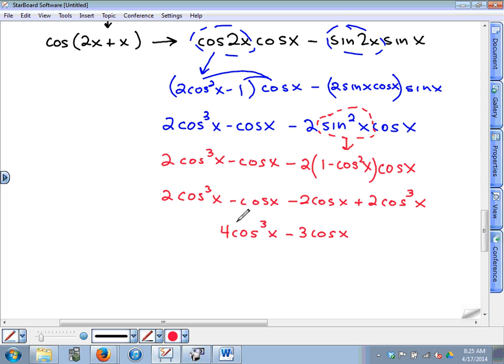Don't let this fool you. Cosine cubed of x, all that really is cosine of x to the 3rd power. So isn't that something in terms of cosine of x? It's just written a little strangely, but cosine cubed of x is really just cosine of x to the 3rd power. So that's still in terms of cosine of x. Everything is in terms of cosine of x. There's no sine. There's no double angles anymore. So that is as far as we need to go.